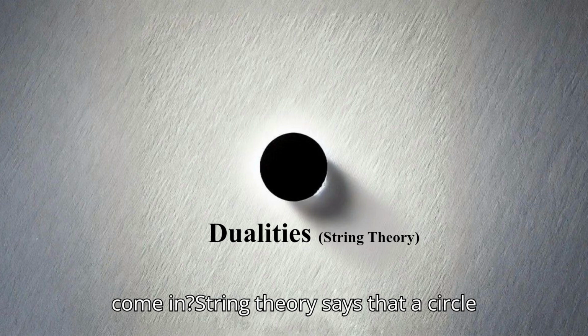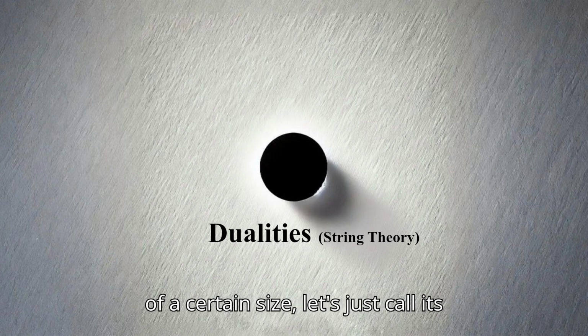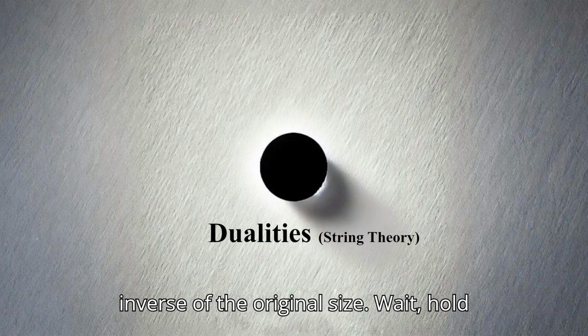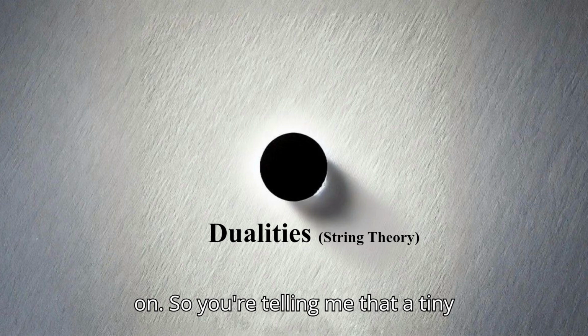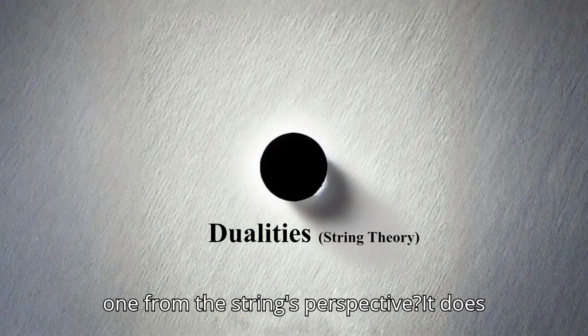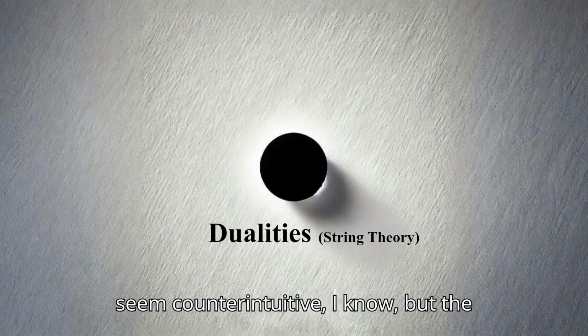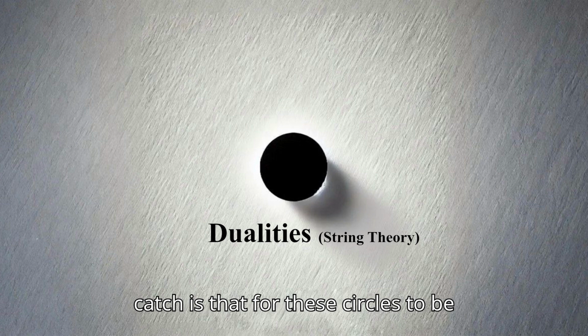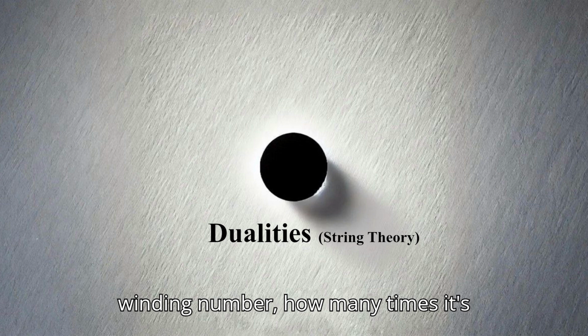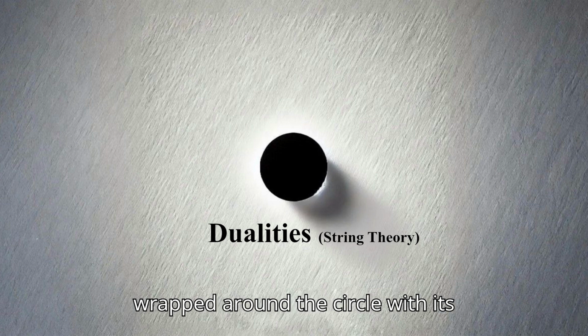String theory says that a circle of a certain size, let's just call its radius r, is equivalent to a circle with a radius of 1/r, basically the inverse of the original size. Wait, hold on. So you're telling me that a tiny circle is basically the same as a giant one from the string's perspective? It does seem counterintuitive, I know, but the catch is that for these circles to be equivalent, we have to swap the string's winding number, how many times it's wrapped around the circle, with its momentum.